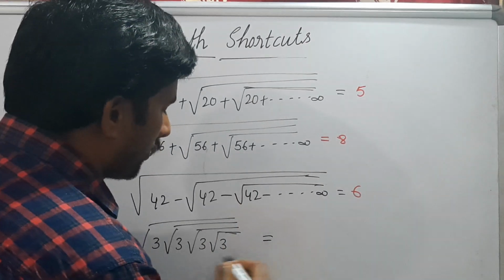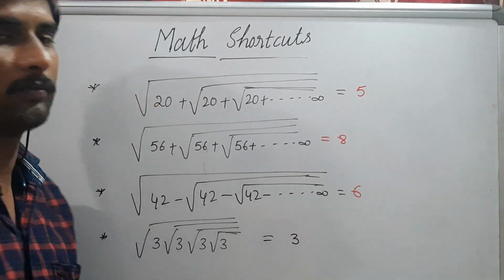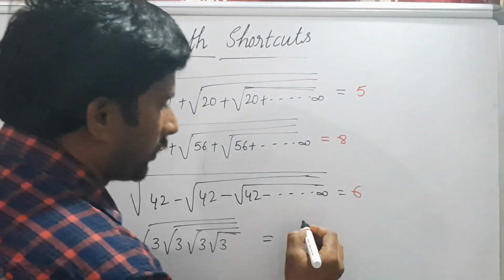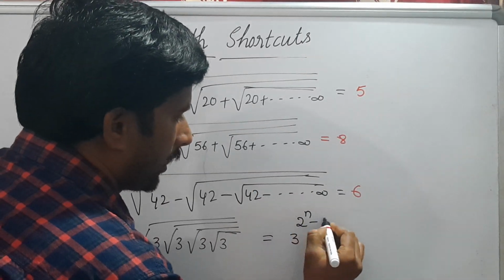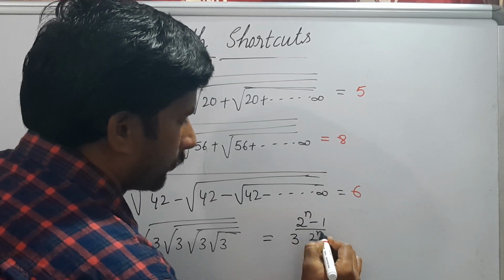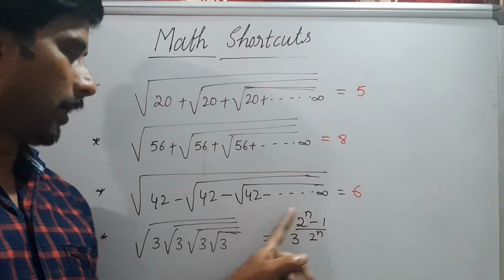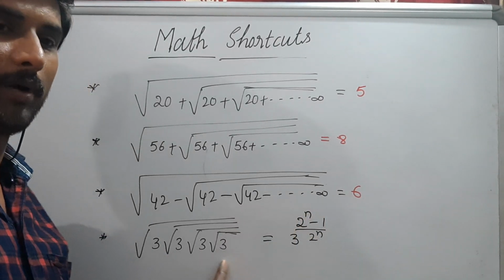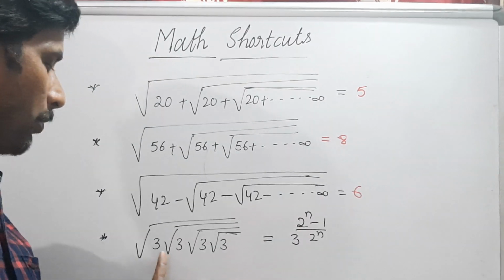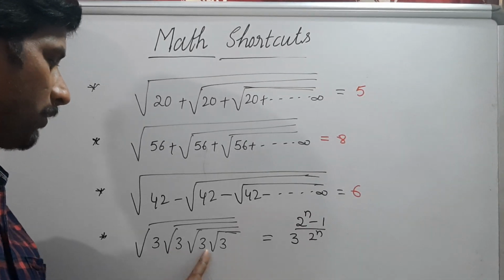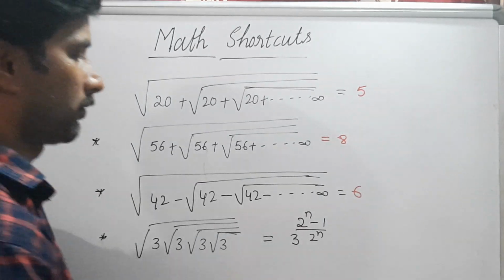So here the number we have is 3. Now we should use the formula (2 to the power n minus 1) by 2 to the power n, where n equals the number of repetitions. How many times do we have 3? 1, 2, 3, 4. So n equals 4.